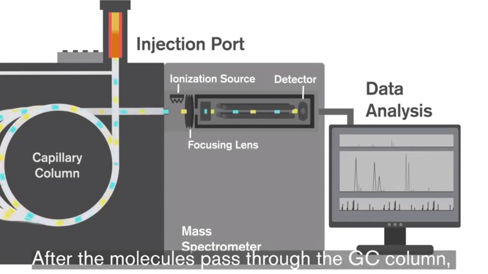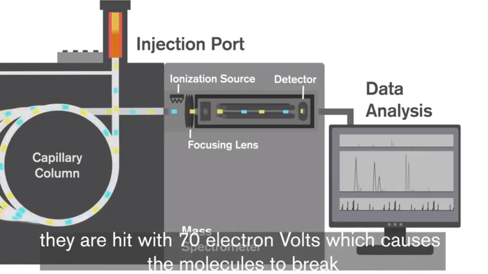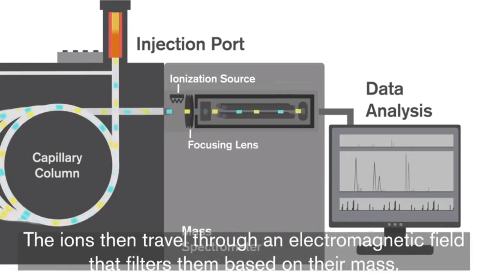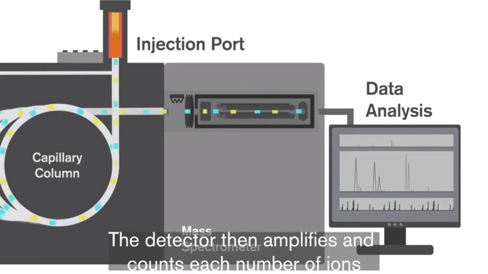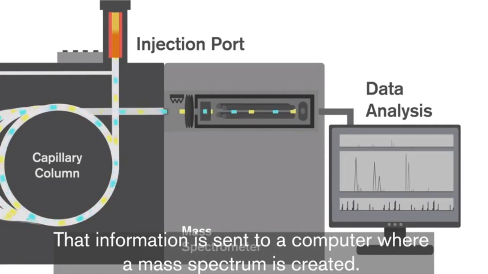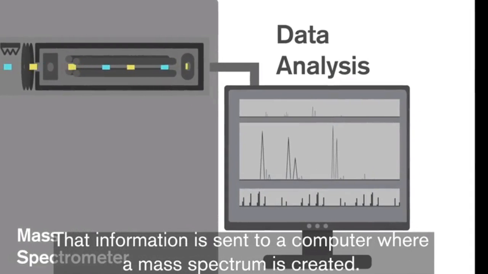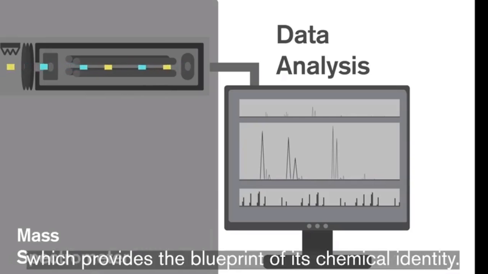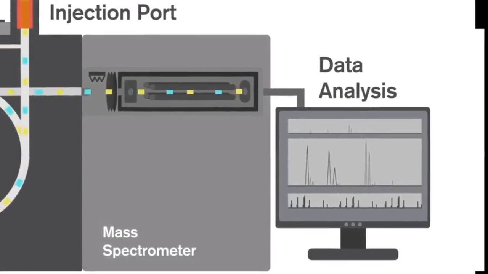After the molecules pass through the GC column, they are hit with 70 electron volts, which causes the molecules to break into positively charged unique fragments called cations. The ions then travel through an electromagnetic field that filters them based on their mass. The detector then amplifies and counts each number of ions associated with the specific mass of the fragment. That information is sent to a computer where a mass spectrum is created. The spectrum shows each individual component within the sample, which provides the blueprint of its chemical identity.